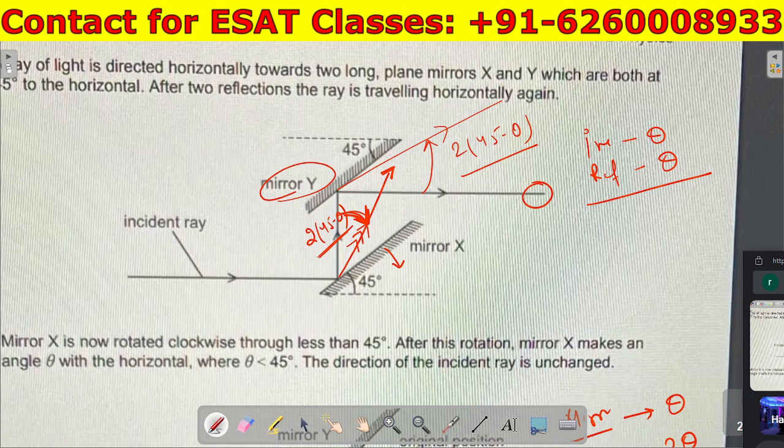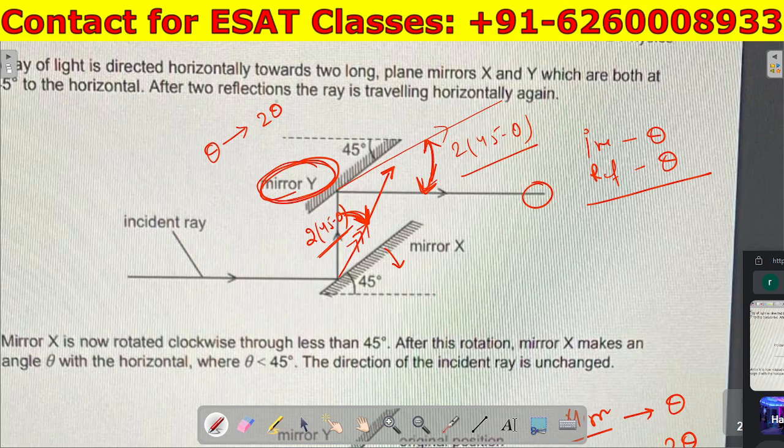But I want to keep it unchanged. I want it to be horizontal. So you have to compensate this much rotation, that is twice of 45 minus theta, right? This rotation has to be compensated by rotating mirror y. And we have the relation that if I rotate my mirror by an angle theta, its reflected ray gets rotated by twice of theta, right?